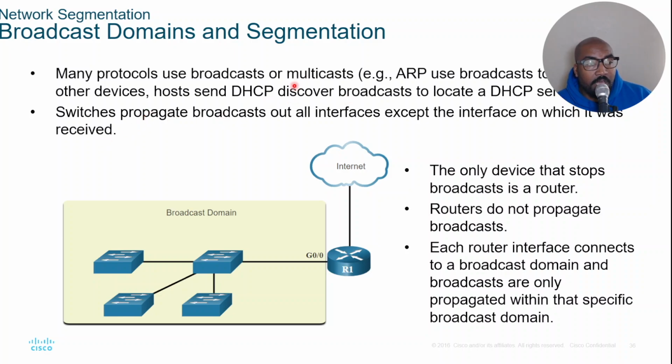Switches propagate broadcasts out all interfaces except the interface on which it was received. You'll probably see that in Packet Tracer. Pretty cool. The only device that stops broadcasts is a router. Routers do not propagate broadcasts. Each router interface connects to a broadcast domain, and broadcasts are only propagated within that specific domain. So here's the broadcast domain. Obviously, when that traffic gets to the router, there's no more broadcast there.